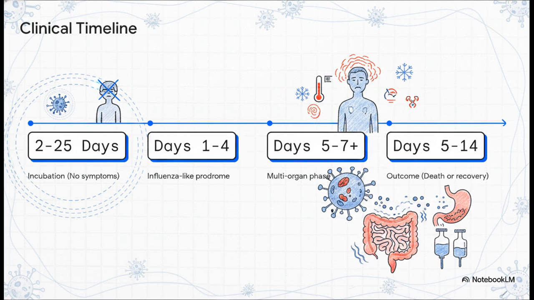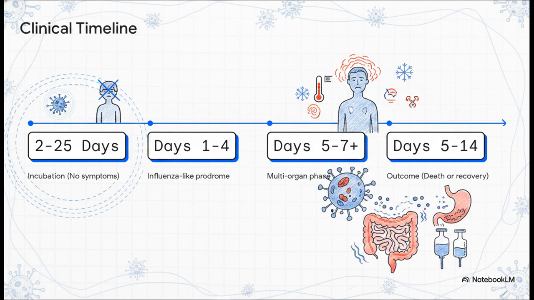Patients are not infectious during incubation. They only become contagious the moment symptoms start. Phase 1 is an influenza-like prodrome. It hits hard and fast with fever, chills, and severe headache. But days 5 through 7, that's when things take a terrifying turn into the multi-organ phase.